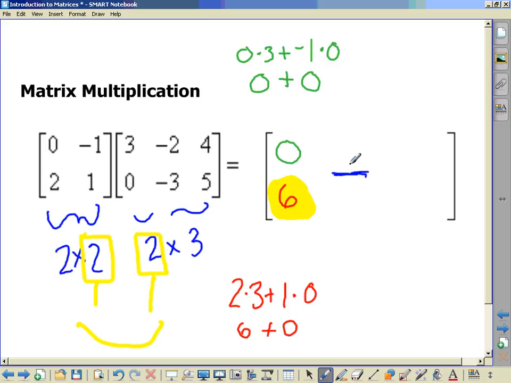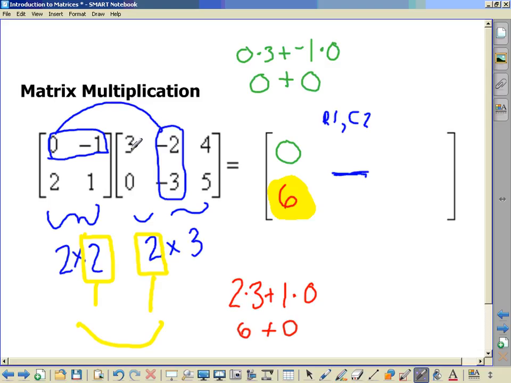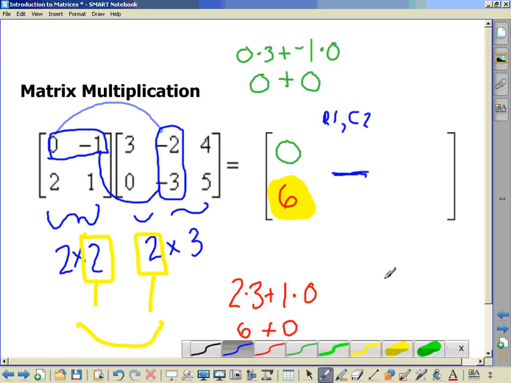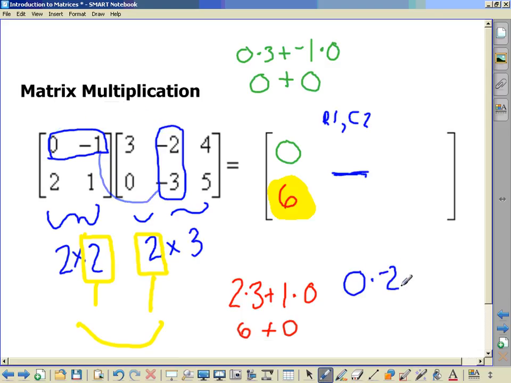The first thing you want to think about is this would be in row 1, column 2. So we want to use row 1 with column 2. Again, you do the first times the first, so 0 times -2 plus -1 times -3. That's 0 plus 3, which would be 3.